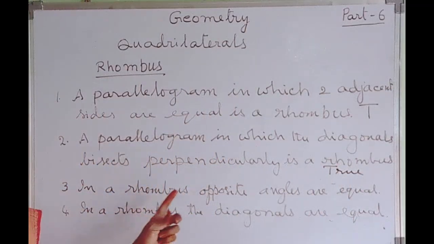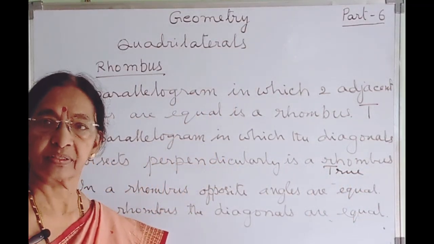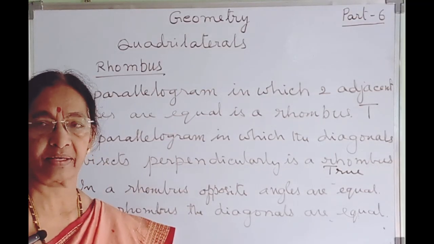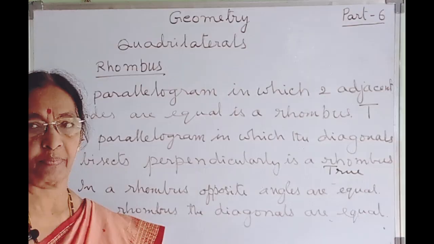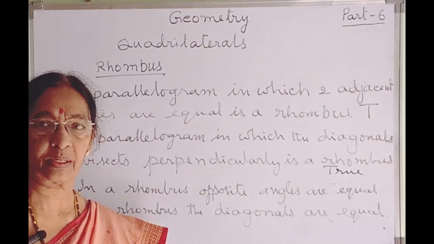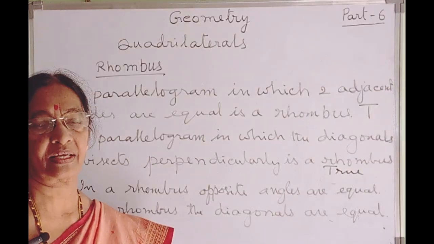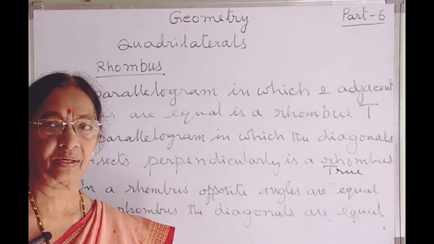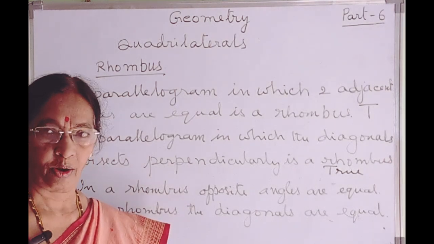Next, in a rhombus, opposite angles are equal. Yes, it is true. In a parallelogram, opposite angles are equal. So as in the rhombus, the opposite angles are equal. Only the difference is that in a general parallelogram, the adjacent sides are not equal. So if the adjacent sides are equal, then the parallelogram becomes a rhombus.